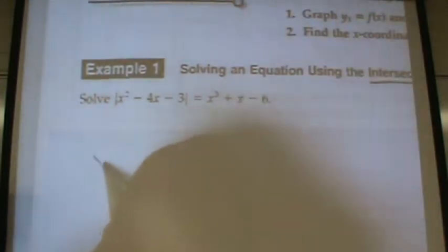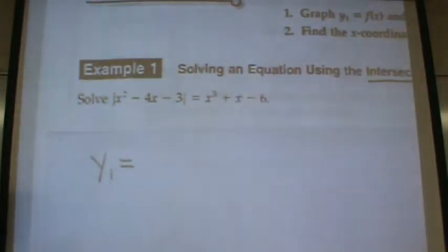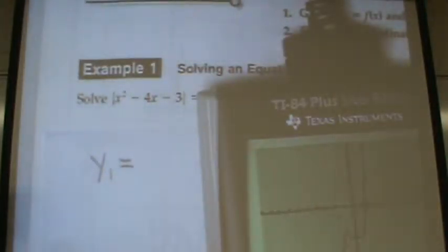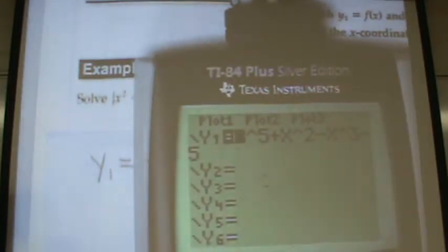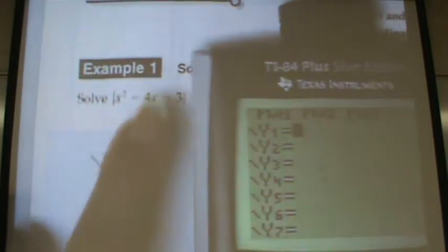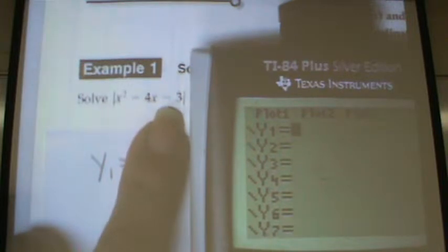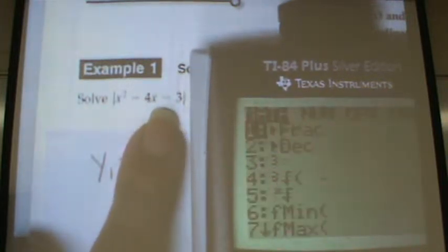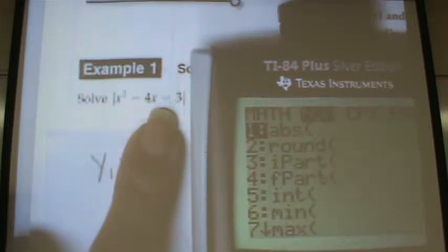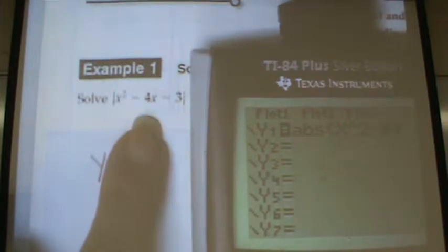So what you're going to do, I'm going to teach you on the old calculator, because a lot of you guys have these. On your old calculator, on your 83s, or if you have an 84, I want you to type in y1. And I want you to type on the left side under y1 the absolute value of x squared minus 4x minus 3. So how do you get absolute value on this calculator? Math, num, abs. And then type x squared minus 4x minus 3. And then end your parenthesis.